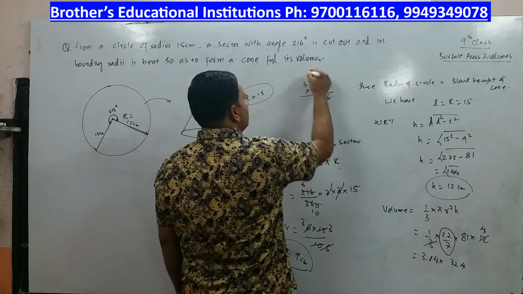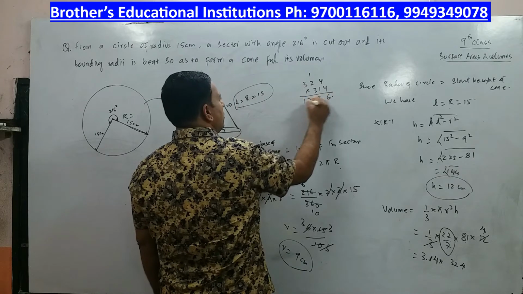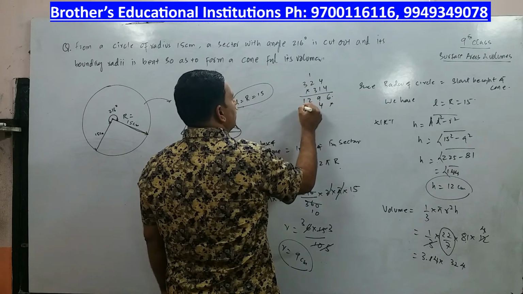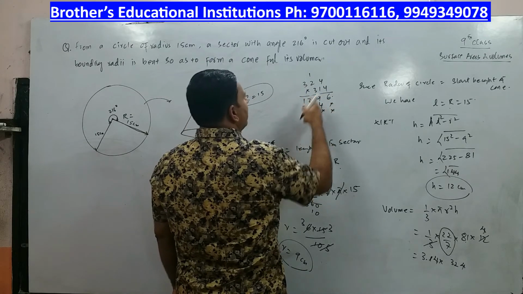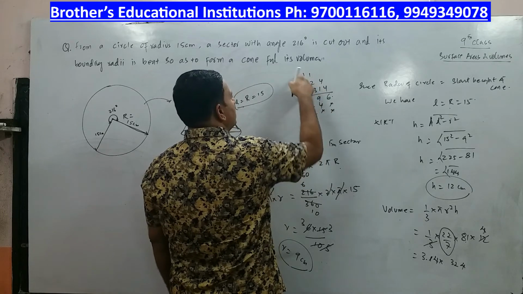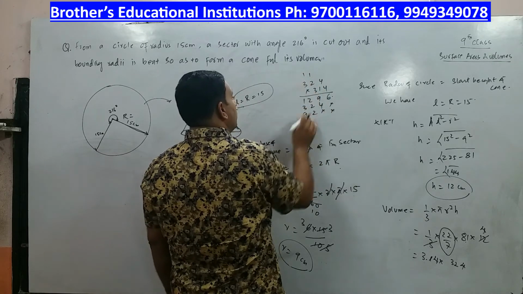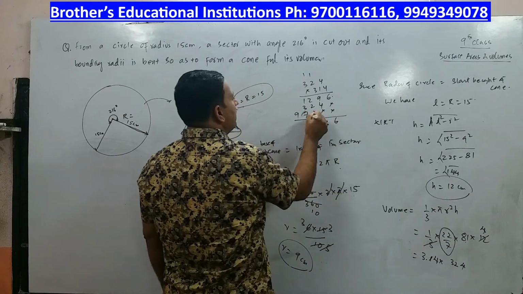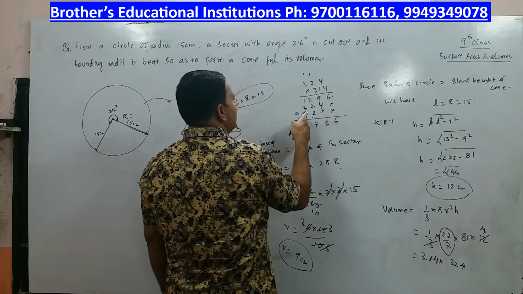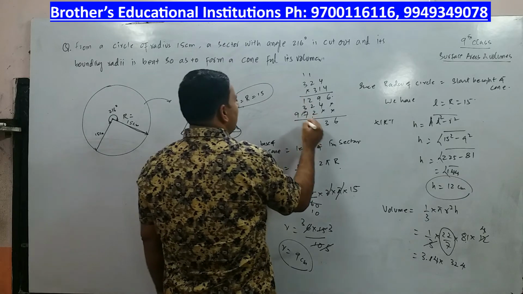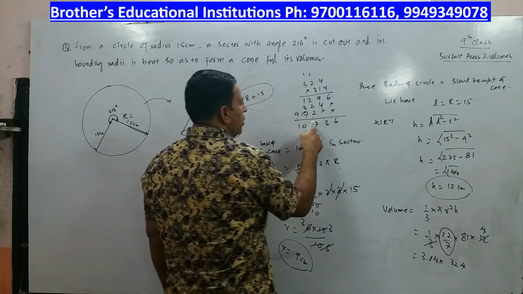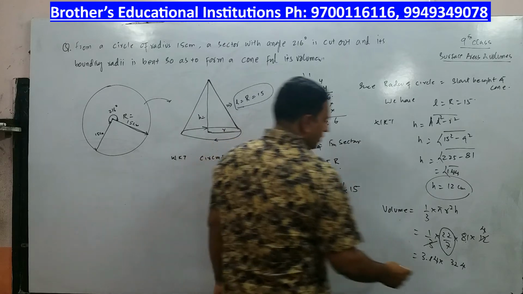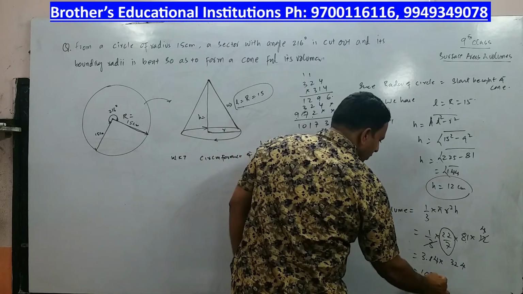4 4s are 16, 6 and 1 carry, 4 2s are 8 plus 1 is 9, 4 3s are 12. 1 4s are 4, 1 2s are 2, 1 3s are 3. Again 3 4s are 12, 2 and 1 carry, 3 2s are 6 plus 1 is 7, 3 3s are 9. So it is 6, 9 plus 4 is 13, 2 3s are 6 plus 1 is 7, 7 3 10 11 1. It is 1017.36.